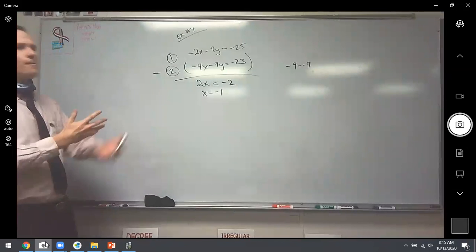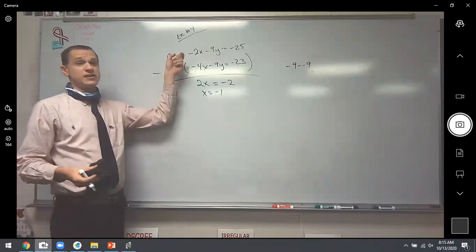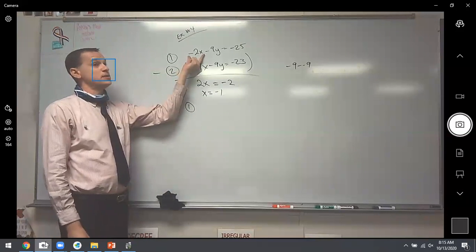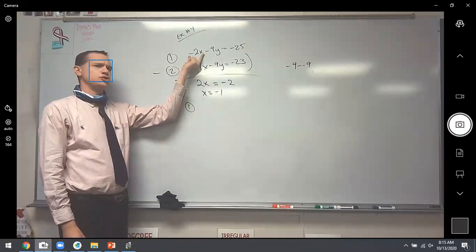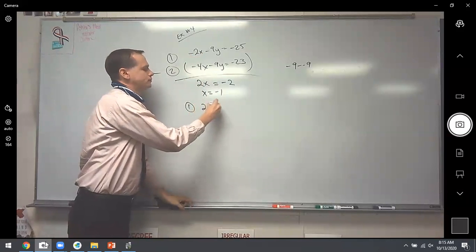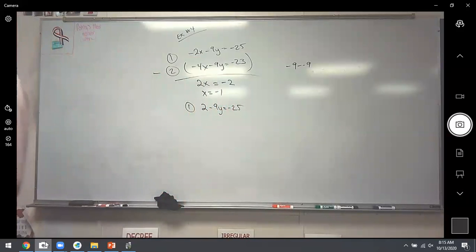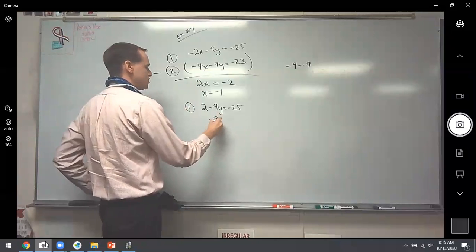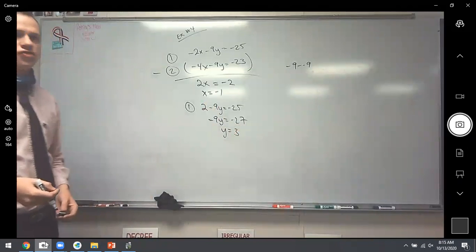Once you got one, you got to go back somewhere and plug it in to figure out the other one. It doesn't really matter. We'll go back to equation 1, for example. It started off with negative 2x, but now you know x is negative 1, right? So negative 2 right here times negative 1 would be positive 2. So 2, and you still got minus 9y, and you still got negative 25 there. I can go figure out what y is from this. We'll subtract 2 from both sides. We'll divide by negative 9, and it turns out that y is 3 in this case.